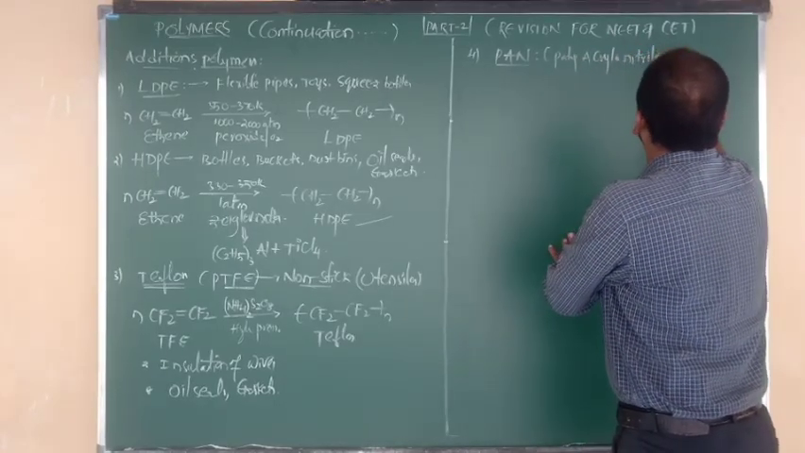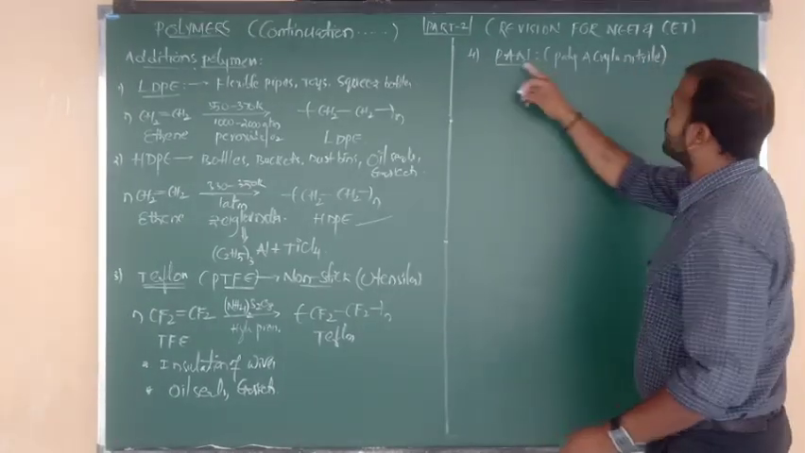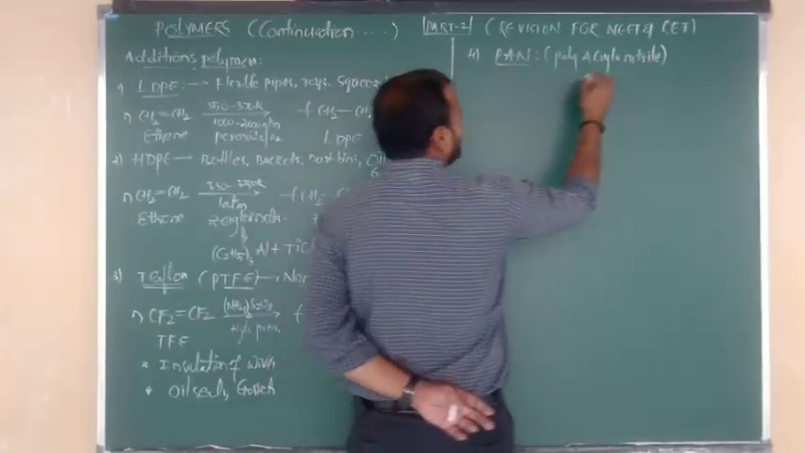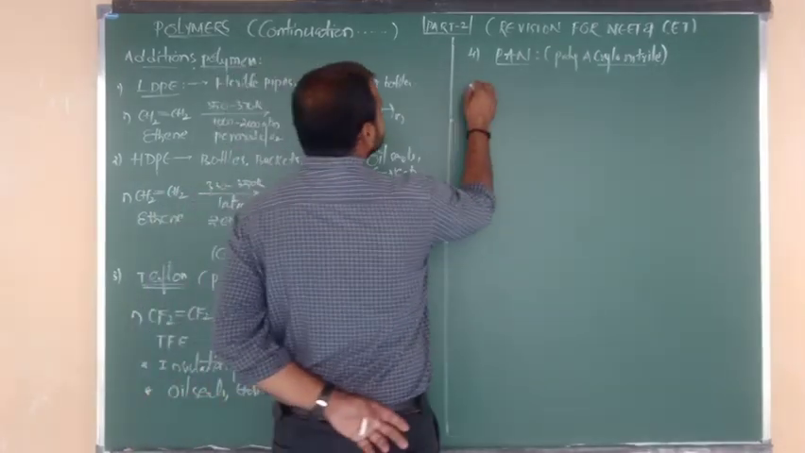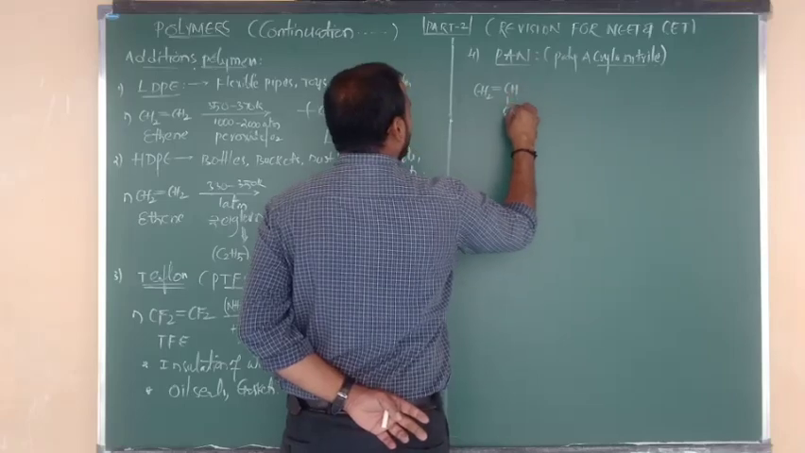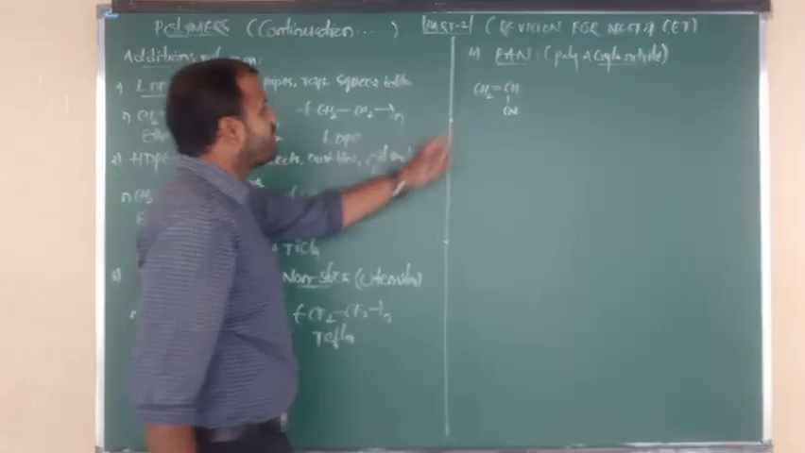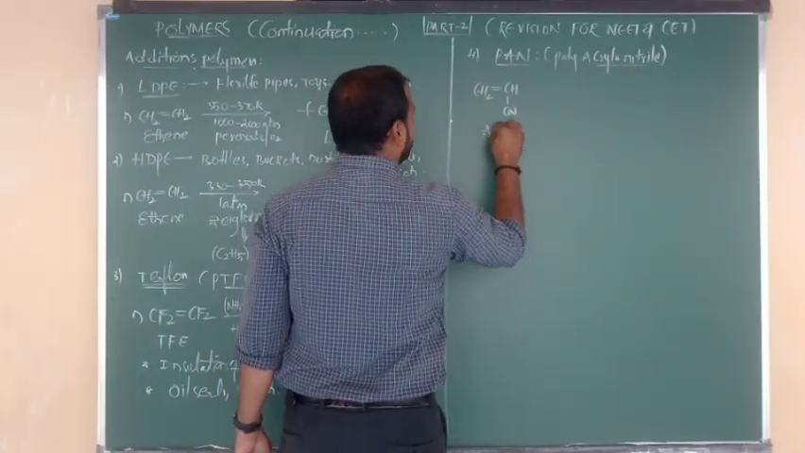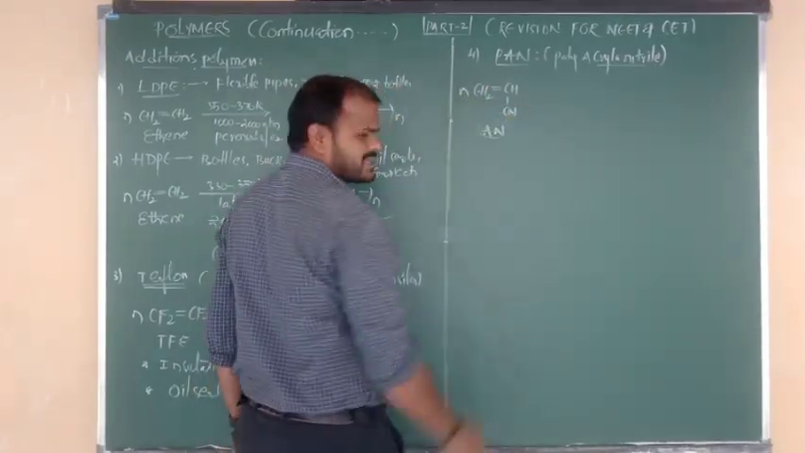Polyacrylonitrile. Remember this, beta. I will tell you later what is the meaning of PAN. In that, what will be the monomer? Monomer is nothing but acrylonitrile. What is the formula of acrylonitrile? CH2=CH-CN. This is called vinyl cyanide. Vinyl cyanide, it is also known as what, beta? Acrylonitrile, AN.